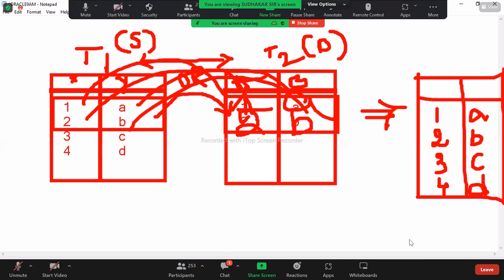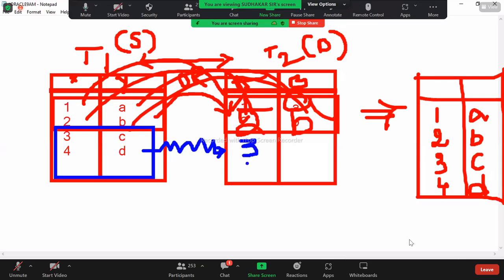Now matching rows in both the tables will be overridden from source to destination. That is one thing. Next, unmatching rows are there. These unmatching rows will be transferred from source to destination. Now finally, 3, 4, C, D come here. This is called a merge.